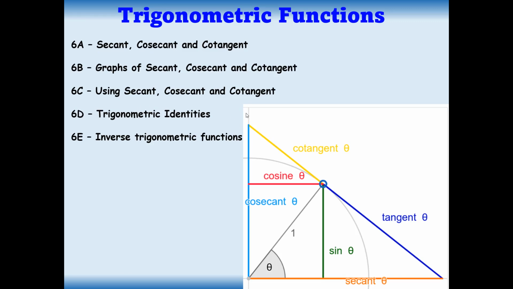We will be covering trigonometric functions that might be new to you. They are called secant, cosecant, and cotangent. In the first part, I'll introduce them to you. Then we'll slowly look at the graphs of each of them and using them in trigonometric equations, and building some new identities that you should be familiar with. And finally, we'll take the inverse of such functions and we'll solve some problems with that. So, without further ado, let's get into it.